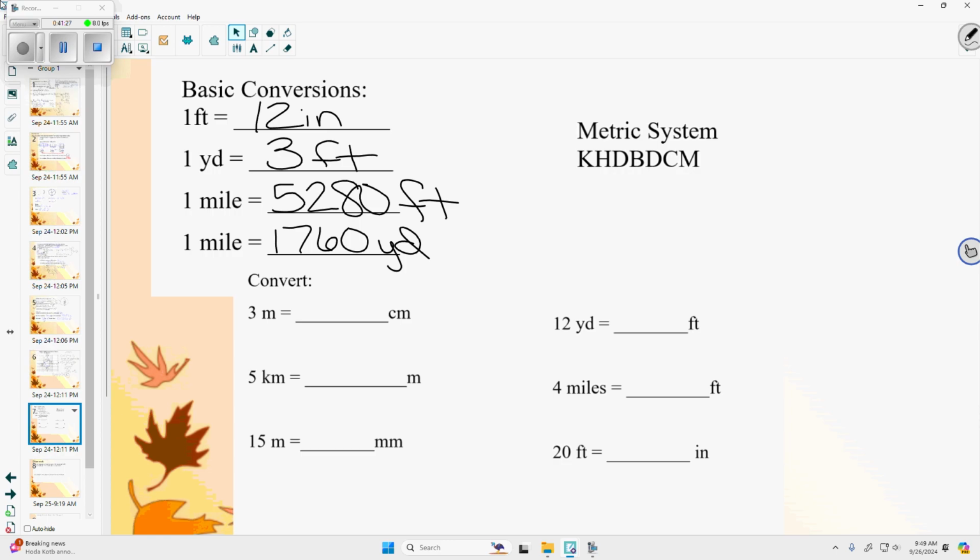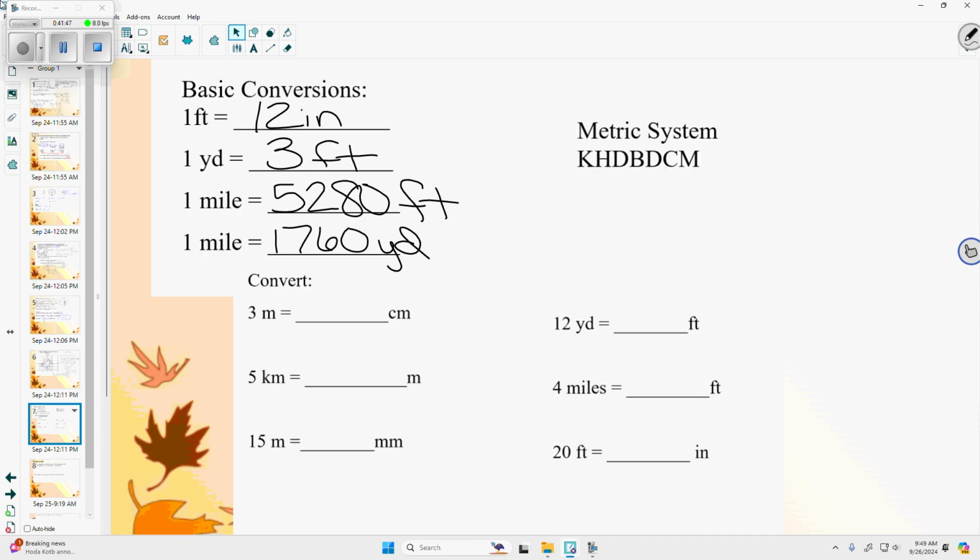So 1,760 yards is the same as 1 mile as well. The top three are the ones to remember because you can get the yards one from the feet one. And since I got a bunch of people saying the feet one, that one might be more readily known at this point. The other thing we have is the metric system.